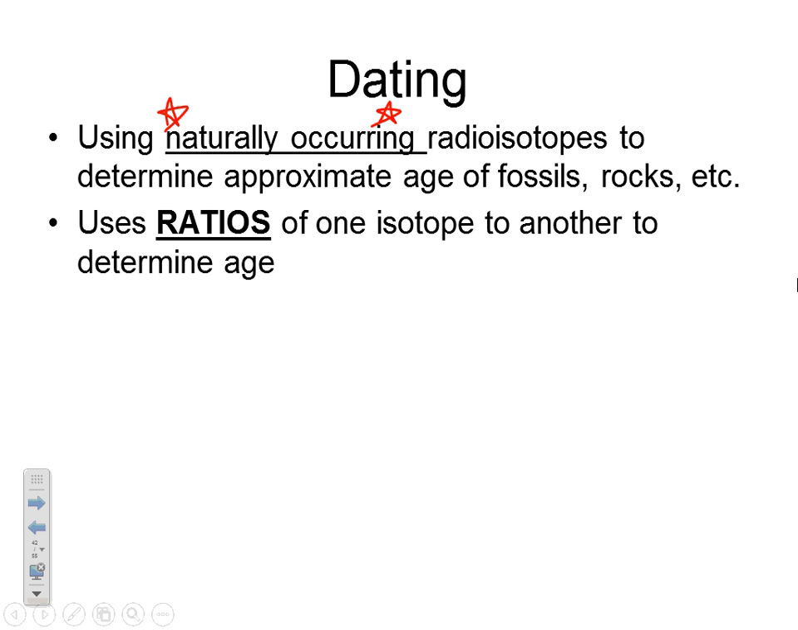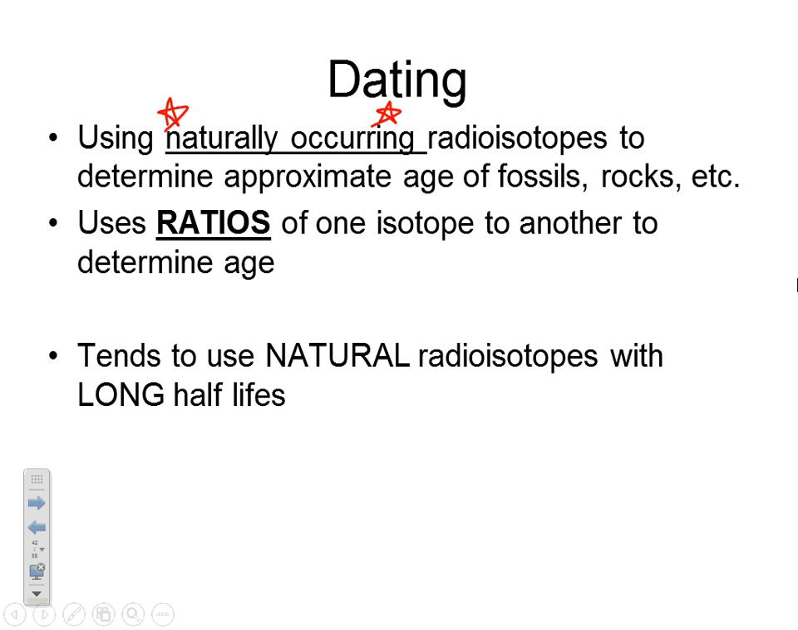The way that the dating is done is they use the ratios of one isotope to another to determine the age. So they essentially look at how much of each isotope they have, and then they compare the amounts to one another. And through that comparison, they can actually calculate how old the sample is. So this uses natural radioisotopes, but these radioisotopes have to have very long half-lives because we're talking about dating things. So basically this thing has to be radioactive for a very long period of time. That's what that half-life is getting at.